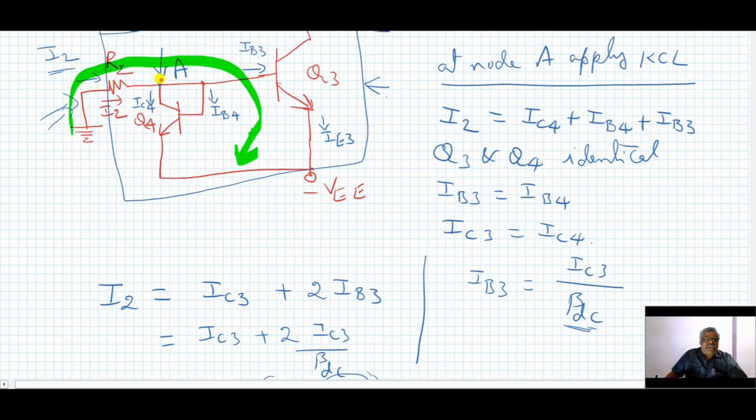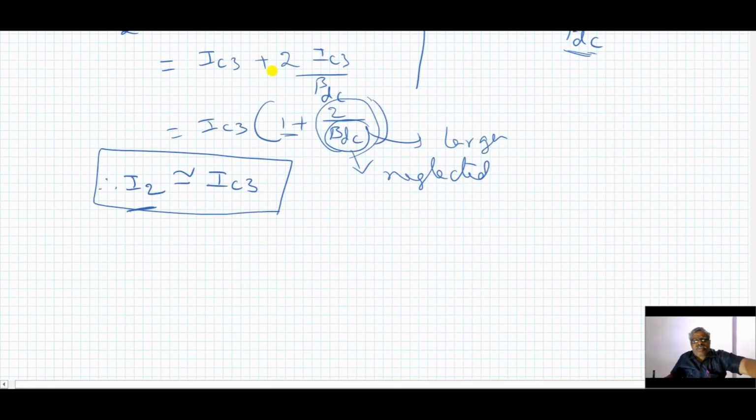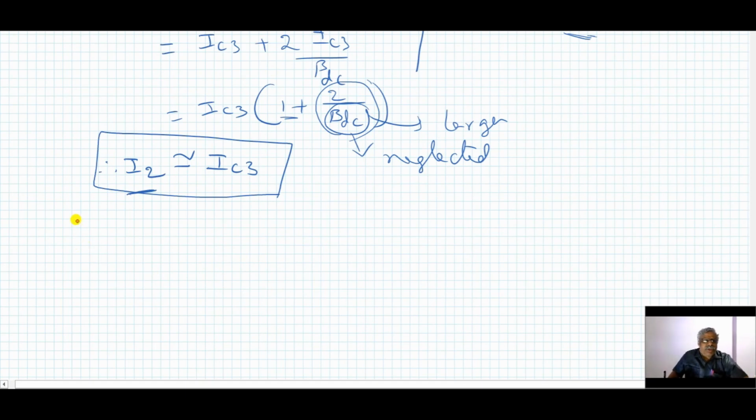I2 is in this direction. So in this direction the drop is minus I2 R2, and from base to emitter it is a VBE drop, minus VBE, and here minus VEE to ground. So minus of minus VEE becomes a plus VEE.